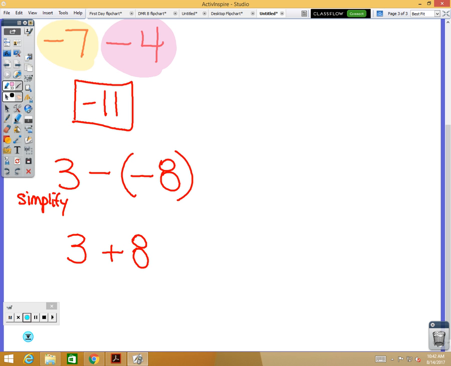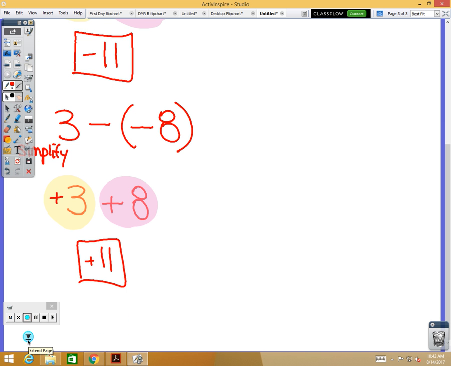So we have a positive 3. And we have a positive 8. Now, you learned how to do 3 plus 8 a long time ago, right? Let's not overthink this. 3 plus 8 is a positive 11. Can you put a plus sign in front of it? Do you have to? No. How did I do what? Question? Are you sure?